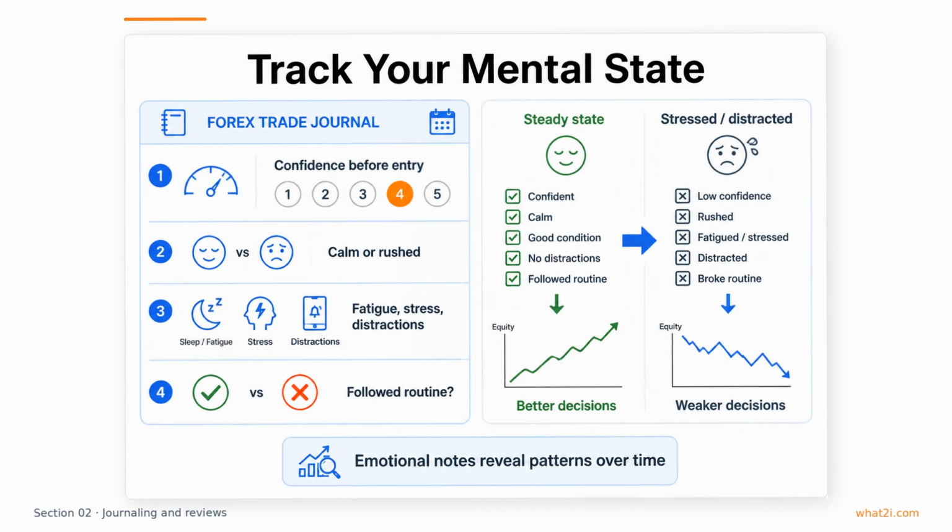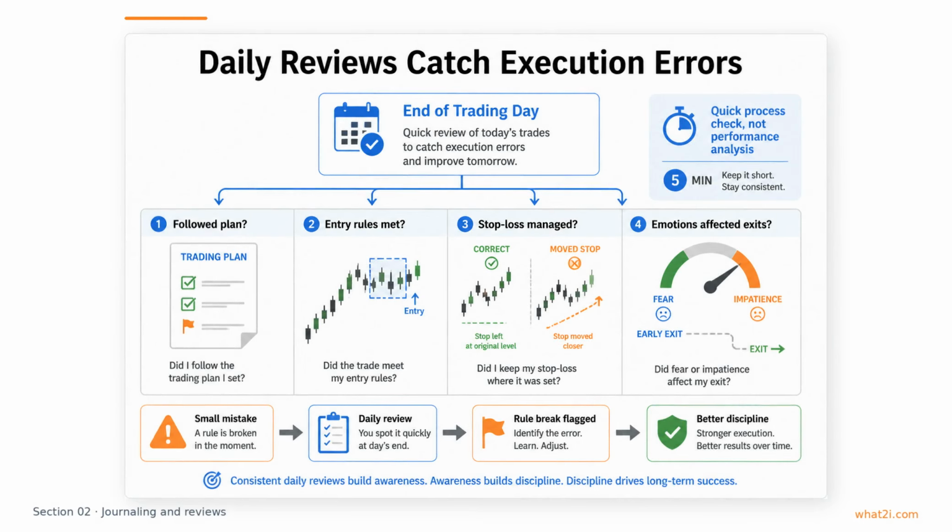Over time, these notes reveal whether certain emotional states are linked to stronger or weaker execution. That is valuable because many traders try to solve the behavioral problem by changing strategy rules when the real issue is mindset. Daily reviews are meant to be quick checks on execution, not full performance studies.